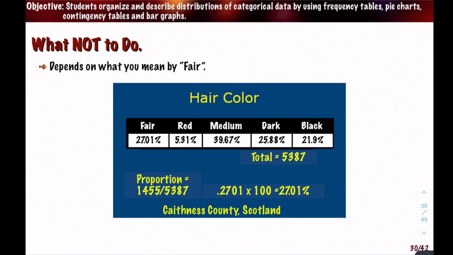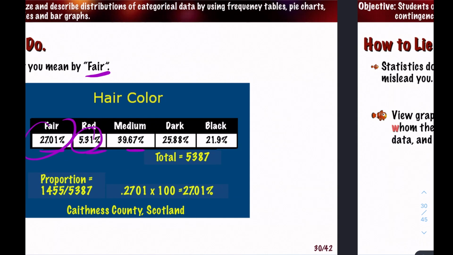Could fair be red? If you're unclear about what the distinction is between these two, we're losing a lot of the data that could fall in for red hair. So it all depends on what you mean by fair. If we're looking at these proportional percentages, the relative frequency chart, you can see that if we combine these two together, it increases the count. Now, this data was from Caithness County, Scotland, so you would think red hair is a lot more common.